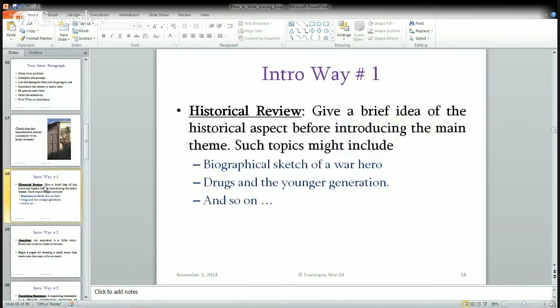The historical review means I can provide an idea about the independence of India, for example. So I can provide a biographical sketch of Mahatma Gandhi or all the activist leaders who were highly involved. Okay. Another example of historical review is drugs and the young generation, where I can mention how the younger generation was being affected by drugs and how this concept grew on. So that is a kind of historical review.